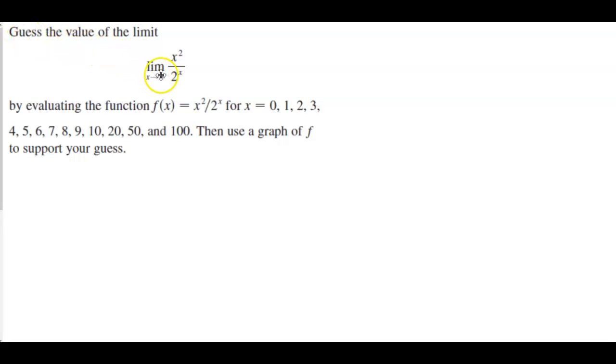Guess the value of the limit as x approaches infinity of the function x squared divided by 2 to the power of x by evaluating the function f of x for the values of x going from 0 all the way to 100 here. And once we conclude that, then use a graph of f to support the guess.